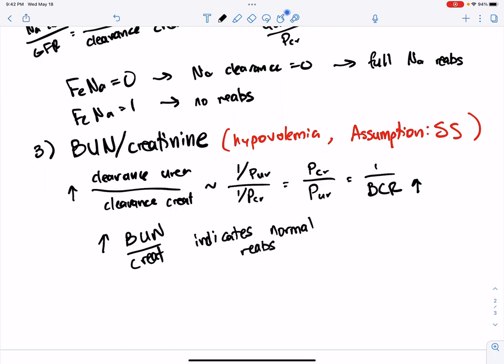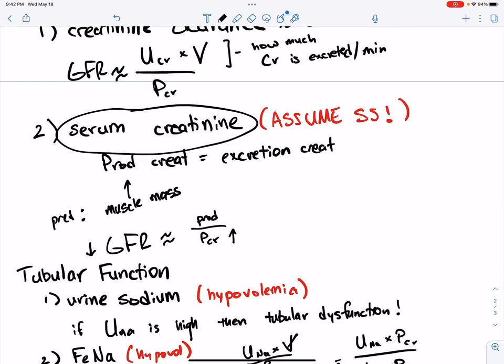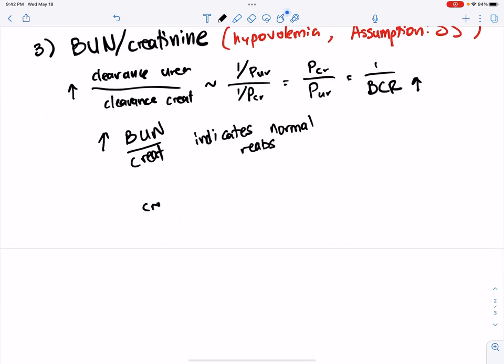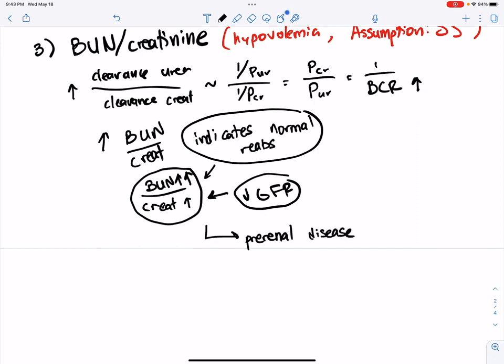And if individually BUN and creatinine are high, or creatinine in particular, remember, creatinine in the context of a steady state assumption can give us a sense of our GFR. So if our creatinine is high, and our BUN to creatinine ratio is high, which means that our BUN is even higher, this would indicate normal reabsorption and decreased GFR, because our creatinine is still high. So this would point to a pre-renal dysfunction, because we have normal tubular function and we have a decreased GFR. All right, that's all I got.